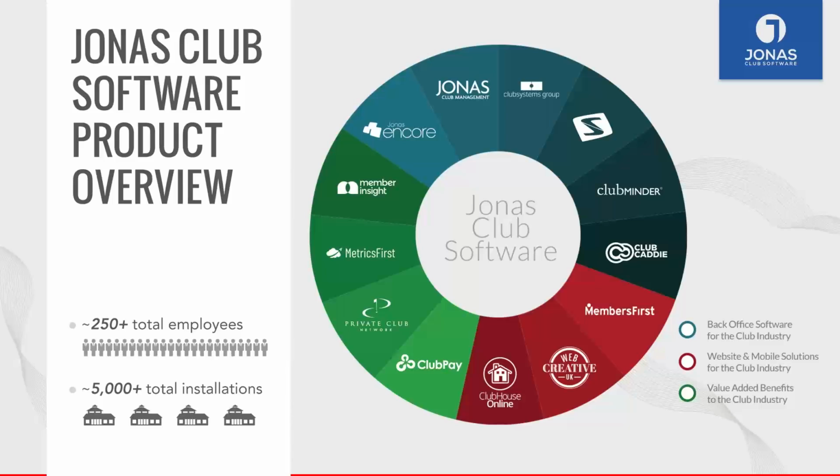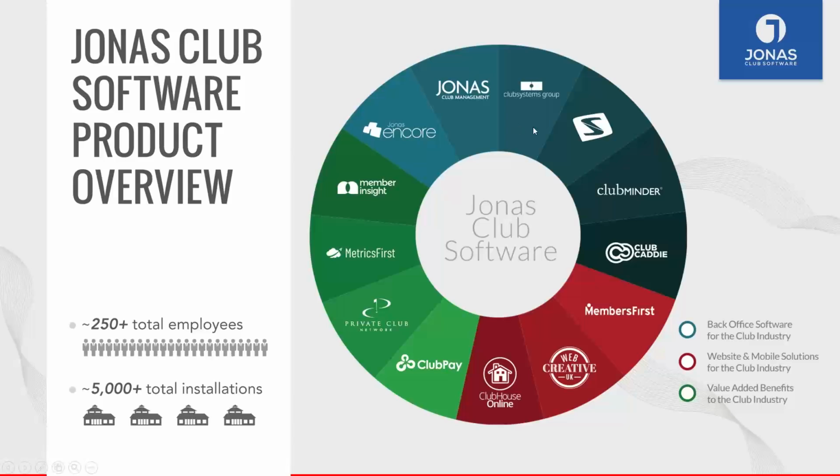I'd like to just give you guys a quick overview of Jonas Club Software, the company as a whole. Our company is actually made up of 13 different brands, and those can be divided up into three main categories. We have our club management technology, which is these green brands here. We have our online or website technologies, which are these red ones. And then we have some value-added technologies. These are in the green, and they include Member Insight, which is a member surveying tool, as well as Metrics First, which is a business analytics platform that provides you key performance indicators on your club data, as well as Club Pay, which is an outsourced payroll provider.